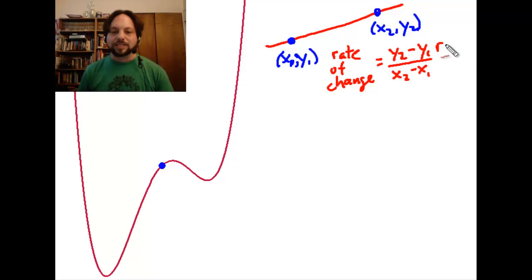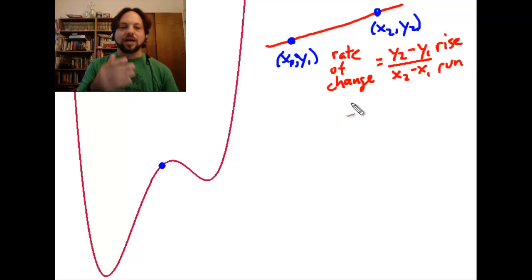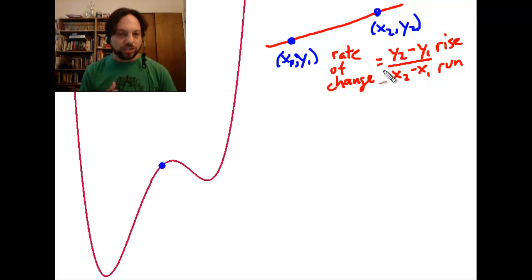Don't be surprised by this. It's just rise over run. You've seen it before in multiple ways. Here it is verbally, and here it is analytically. So rate of change is just slope if we're talking about lines.